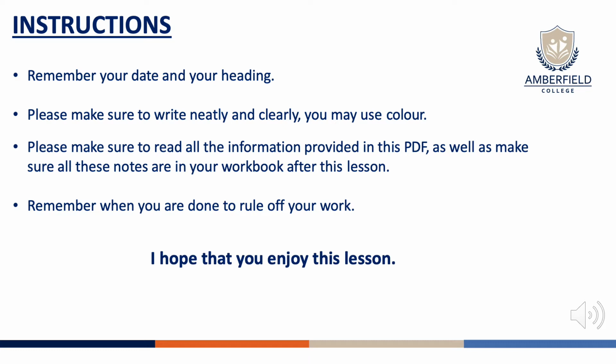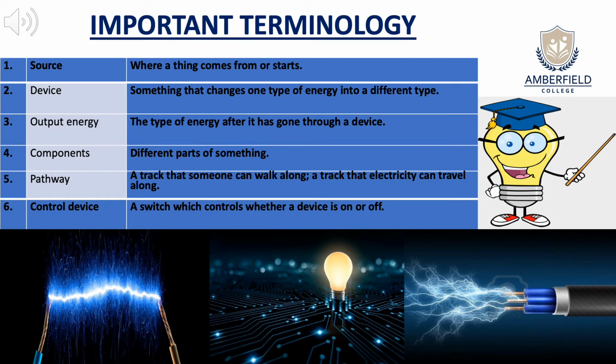Let's get started. We're going to look at some important terminology under electrical circuits. Now, a source. A source is where a thing comes from or starts. So the source of energy. Where does it come from? Then you get a device, something that changes one type of energy into a different type of energy. So this device could change something like electrical energy into light energy or wind energy into power energy.